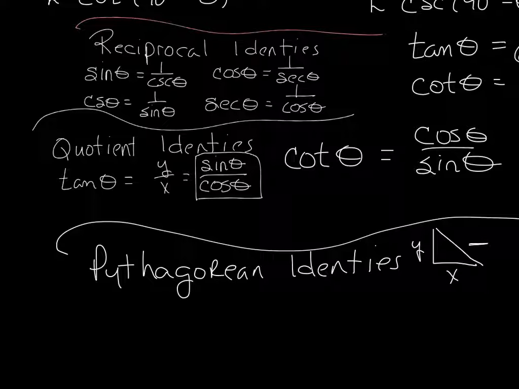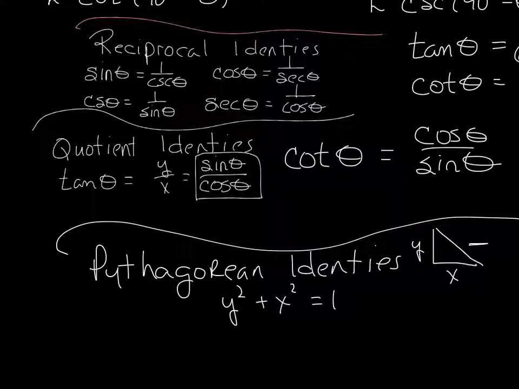X squared plus y squared equals whatever. Now in the unit circle, what's the radius of the unit circle? 1. So in the unit circle we have y squared plus x squared equals 1. That's just an equation for a circle with a radius of 1.